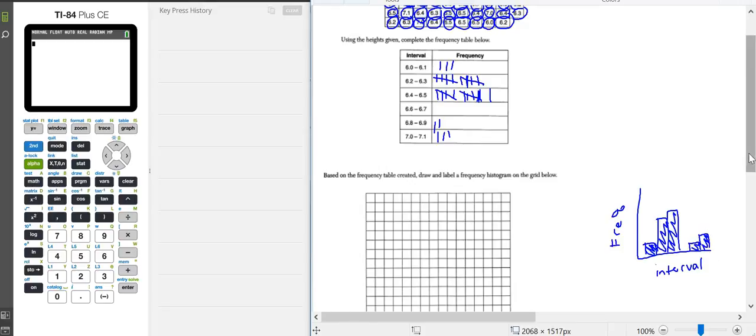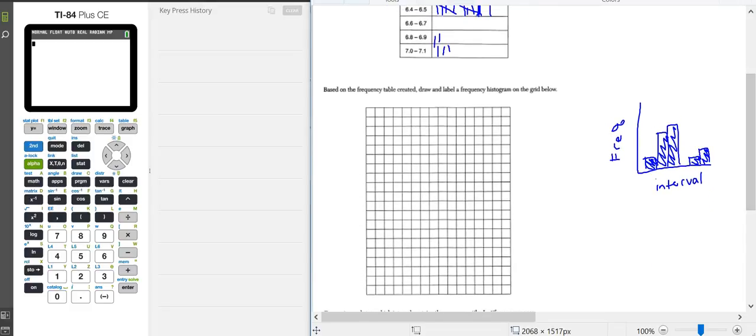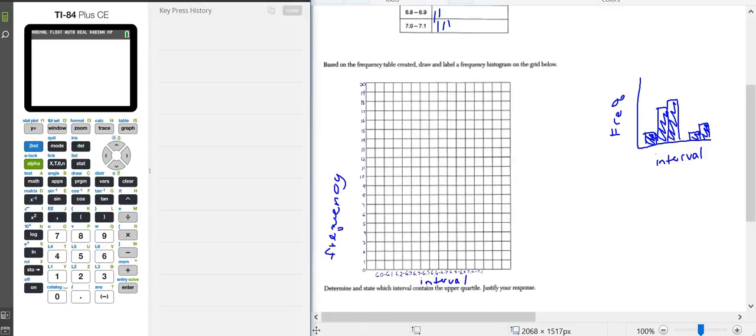So let's actually draw this. First we need to label our axes. The x-axis is the interval, and the y-axis is the frequency. And we're going to have to make our intervals also. I wrote out the intervals on the bottom: 6.0 to 6.1, 6.2 to 6.3, 6.4 to 6.5, 6.6 to 6.7, 6.8 to 6.9, 7.0 to 7.1. Then I labeled the frequency from 0 to 20.